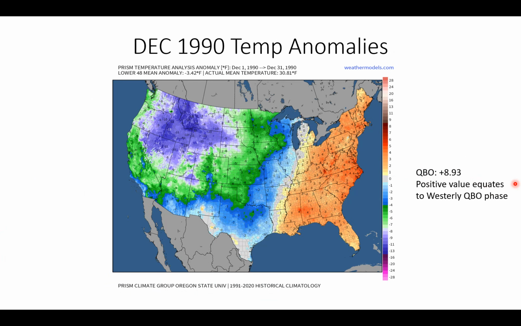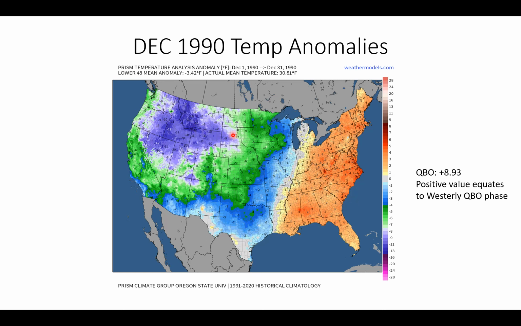December 1990, now we're going to flip the script and we're going to look at a positive QBO value of 8.93. Now remember, positive values, when we're talking QBO, that equates to westerly winds in the stratosphere above the equator, in the equatorial areas between 5 degrees north and 5 degrees south. So what did that do to the United States weather temperature anomalies? We had above normal temperatures across the eastern U.S. on the order of 3 to 5 degrees Fahrenheit in December of 1990. They were above normal. And then we had below normal temperatures out in the west.